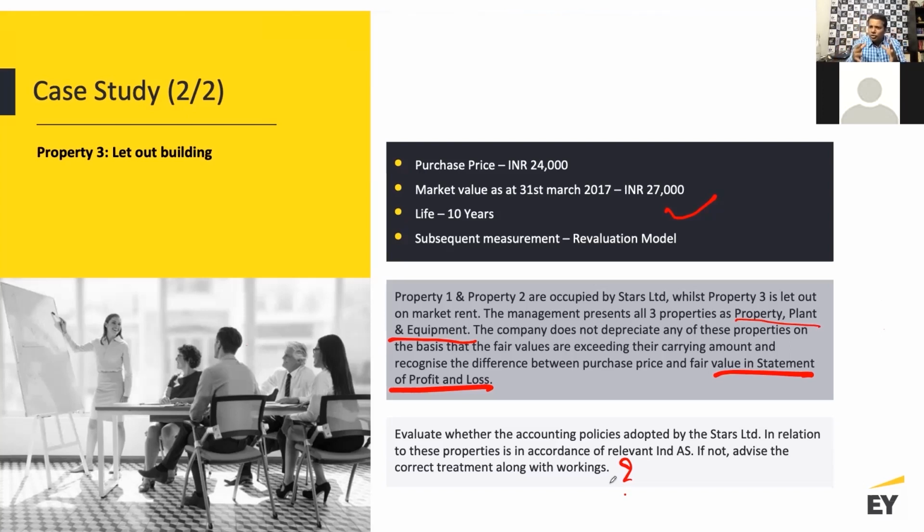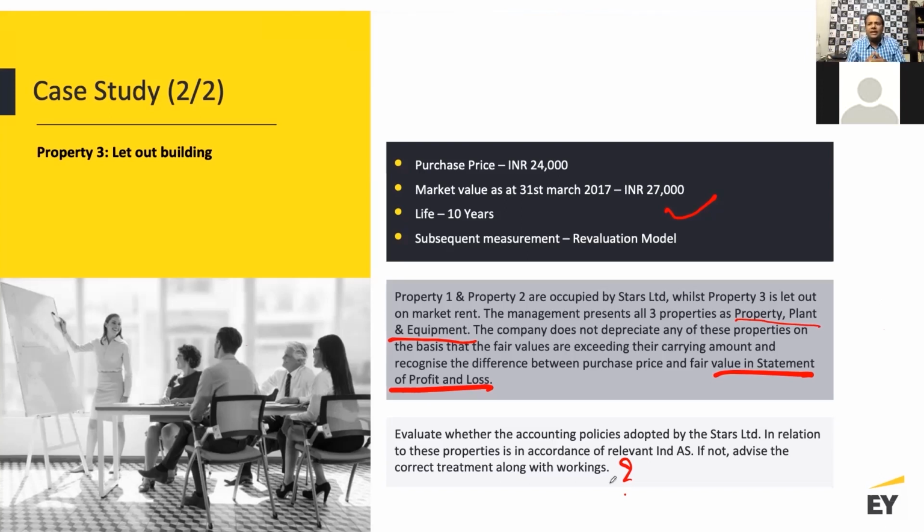But whatever you do, you have to do it on a consistent basis for the same class of asset. Here we said we have 2 factory buildings. So the question we have to answer is: can I do the cost model for one? Can I do the fair value model for one? Or do I have to do either cost for both, or the revaluation model for both?